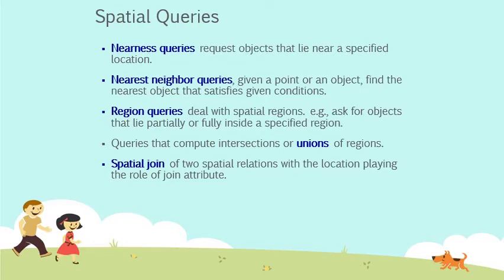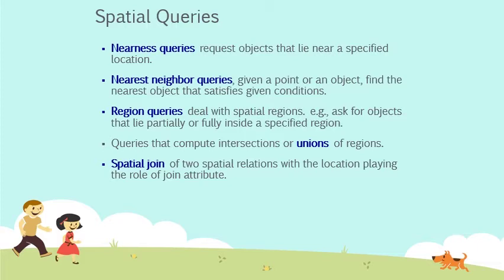Next, let's see spatial queries. There are a number of types of queries that involve spatial locations. Nearness queries request objects that lie near a specified location. A query to find all restaurants that lie within a given distance of a given point is an example of a nearness query. The nearest neighbor query requests the object that is nearest to the specified point.